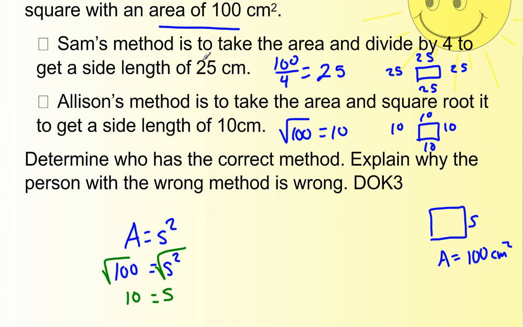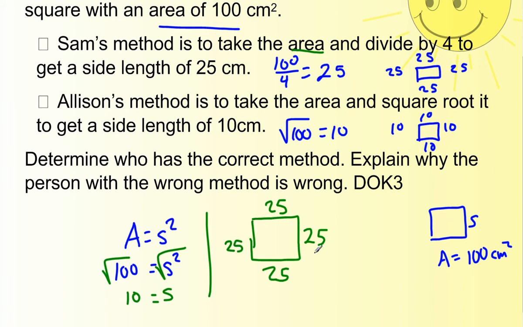So why is Sam's method wrong? What does it look like he did? It looks like, instead of thinking about area, Sam was thinking about perimeter. The perimeter of a shape is when you add up the outside, and if you did what Sam did and add up all four sides, that gives you a perimeter of 100 when we wanted an area of 100.